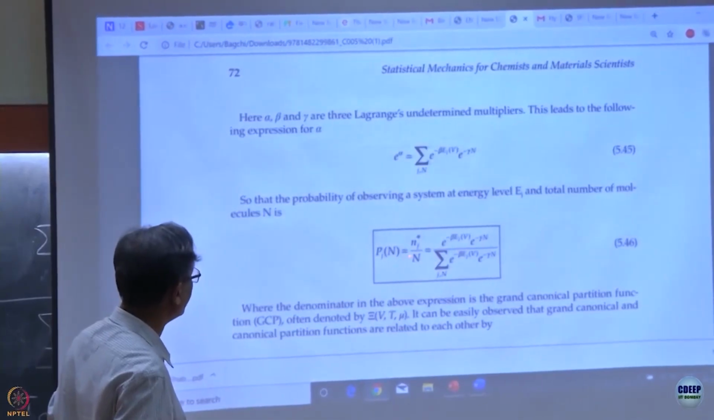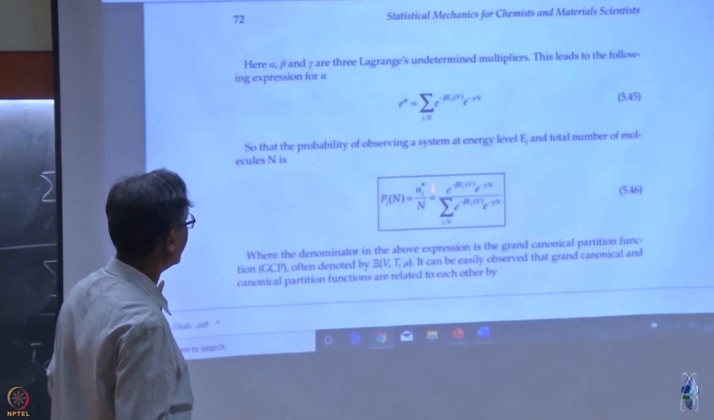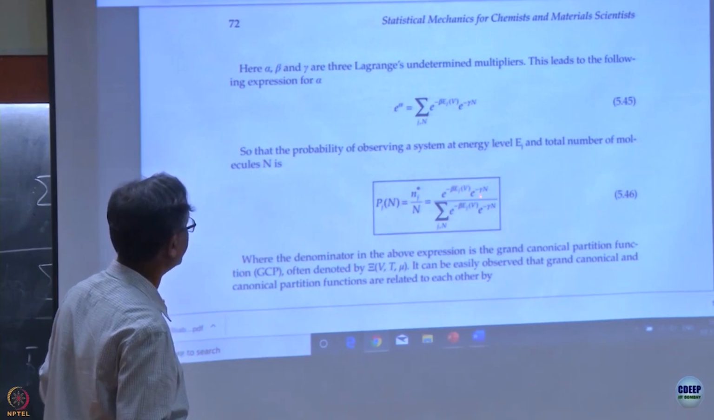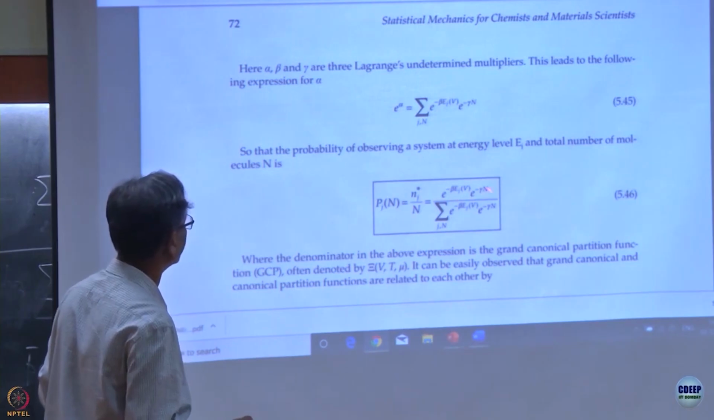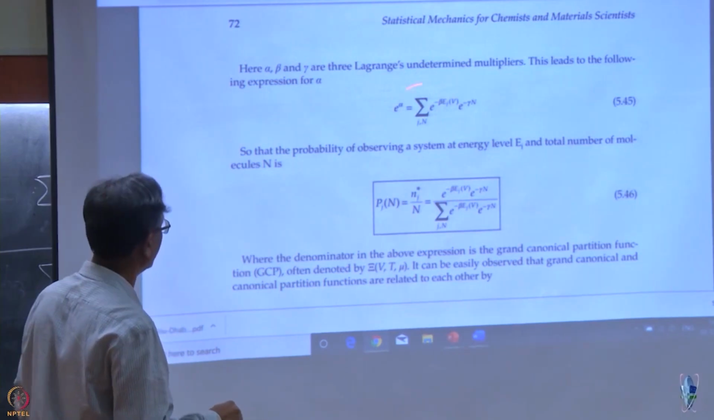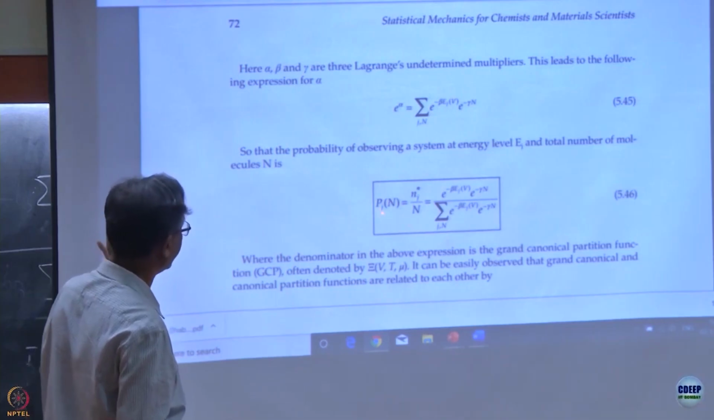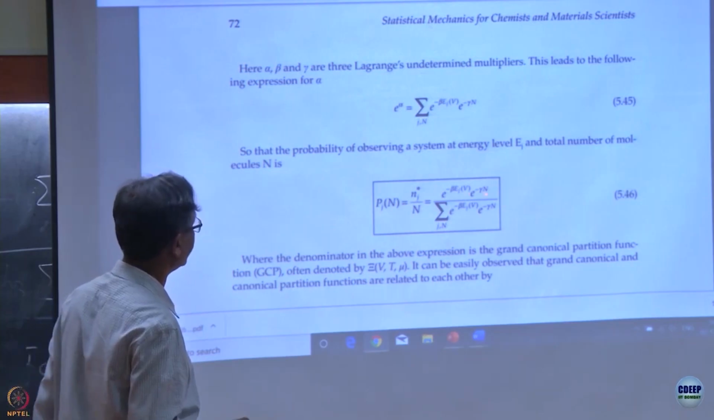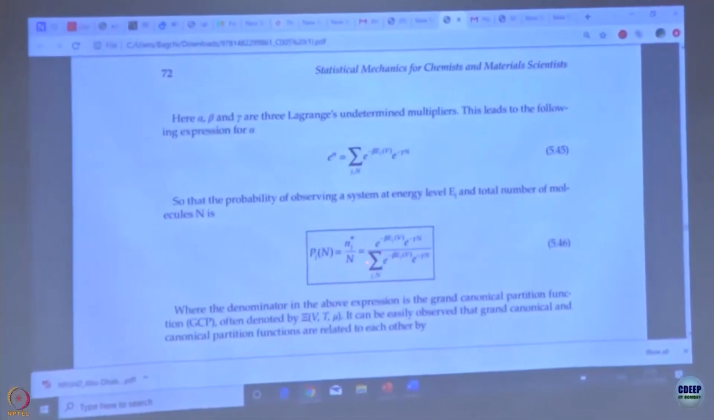So, Pj is now defined by Nj by N, which is the normalization. If this condition is my bare probability, then I have to normalize it by summing over all these things, and this comes from the undetermined multiplier. So, the probability that a system has n particles and is in energy level j is now given by e to the power minus gamma n, and beta is 1 over kBT.